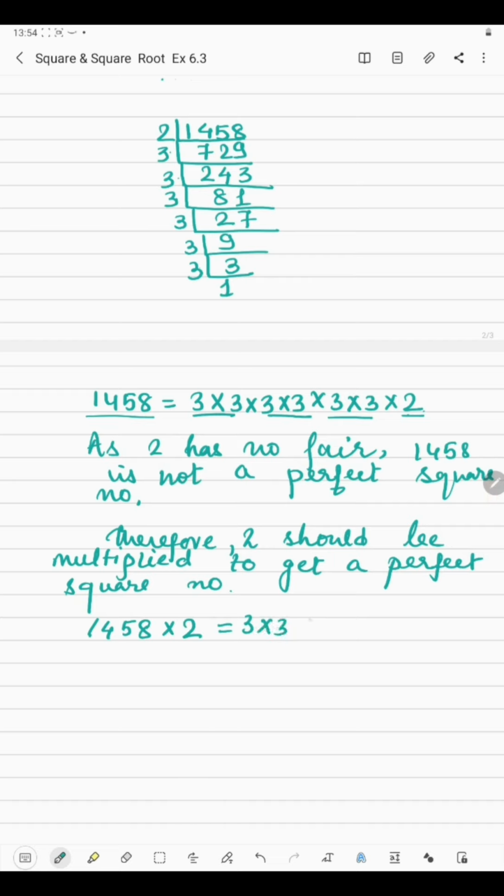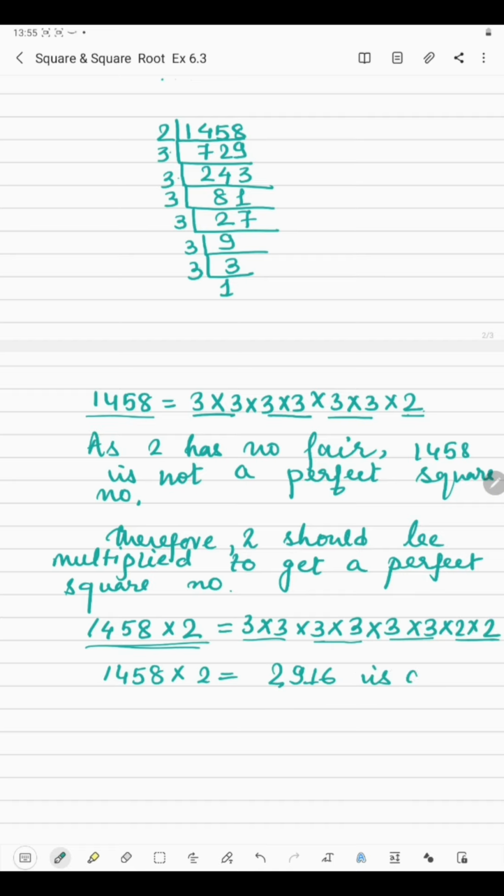So 3 multiplied by 3 multiplied by 3 multiplied by 3, again 3 multiplied by 3, then 2 multiplied by 2. Now these all the numbers are in pair now, so if you multiply this, then we will get a perfect square number. So 1458 multiplied by 2, 8 2s are 16, 1 carry, 5 2s are 10, 10 plus 1 is 11, 1 carry, 4 2s are 8, 8 plus 1 is 9, 2 1s are 2. So this 2916 is a perfect square number.